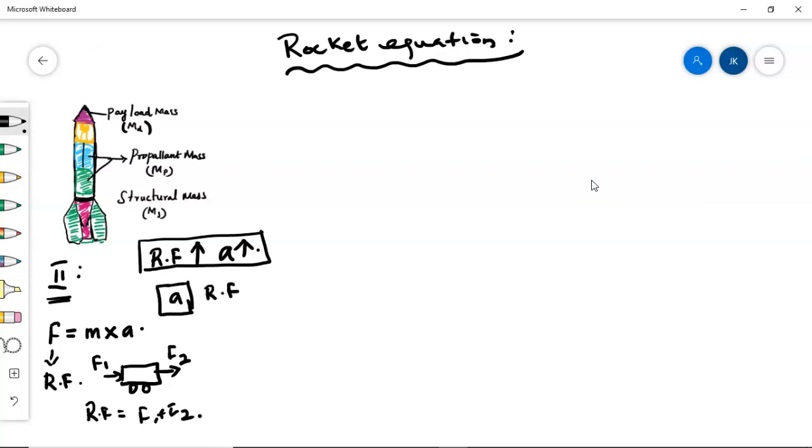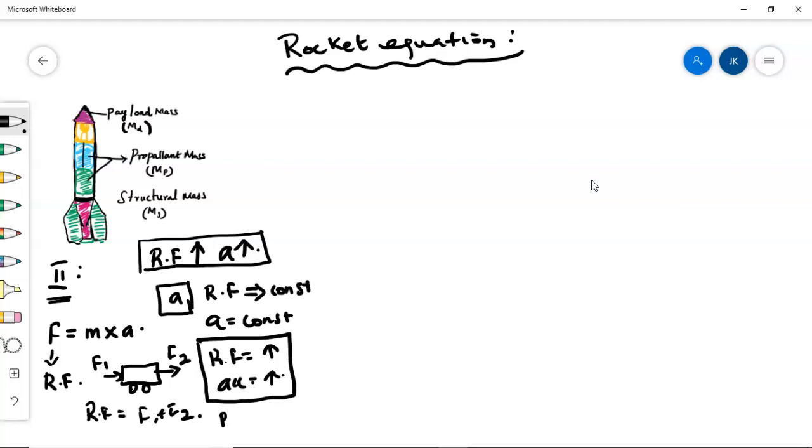If the resultant force is constant, acceleration is also constant. If the resultant force increases, acceleration also increases. If the resultant force is zero, acceleration is also zero. Let's discuss some examples to know more about the connection between the resultant force and acceleration.